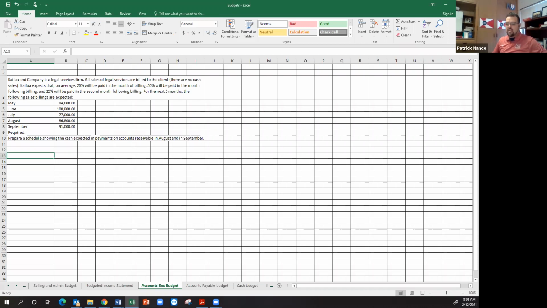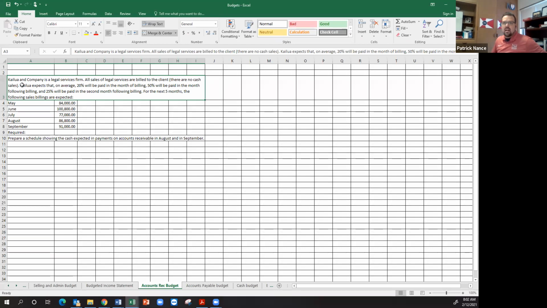But the issue comes with when is my actual money going to come in? What's the timing between the time I actually make the sale, record the revenue, and actually receive cash? So what this budget or schedule is going to do is show us how much actual cash I'm going to receive for a given month, based on the fact that I have sales from prior months that I'm going to receive in the future. So let's look at this.